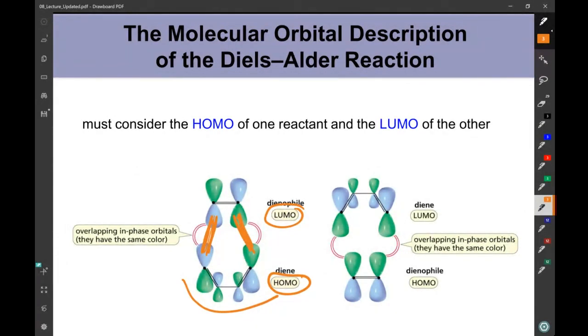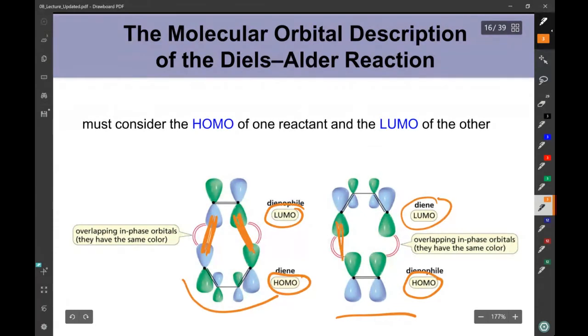Does that make sense? And it's the same thing here. If you use the HOMO of the dienophile and the LUMO of the diene, so long as the symmetry is the same, there will be an interaction. And that interaction is what leads to the formation of the bond. That's what I want you guys to keep in mind.